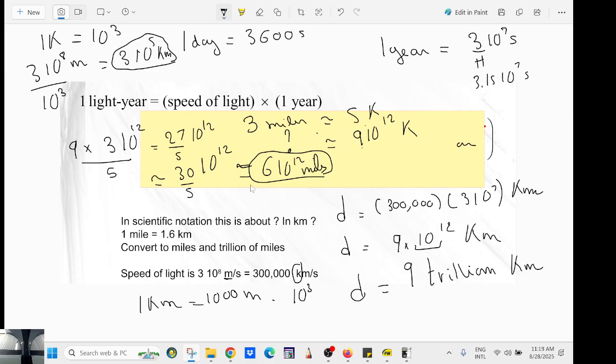I'm just showing you here how you can do it in your head, otherwise you take your calculator. So of course, if you take the calculator, you will get a better answer. But here it should be 3.1 miles.